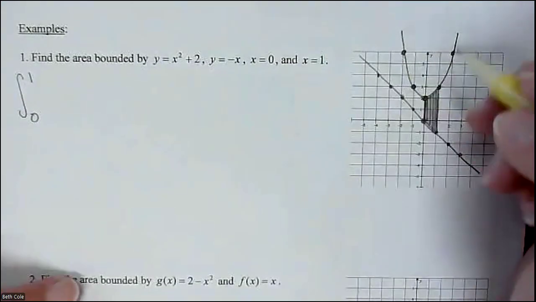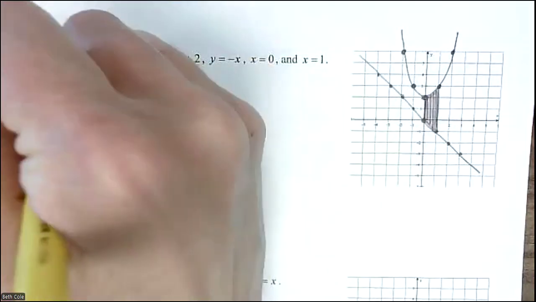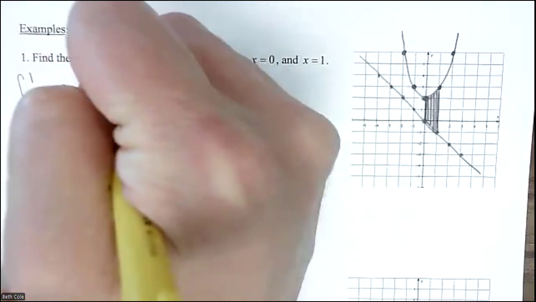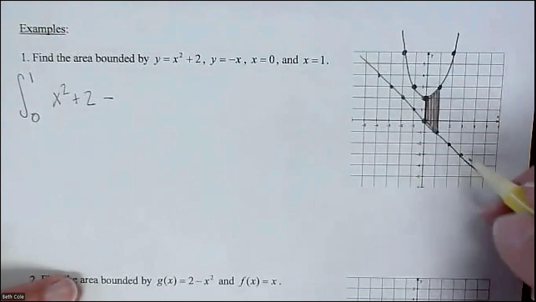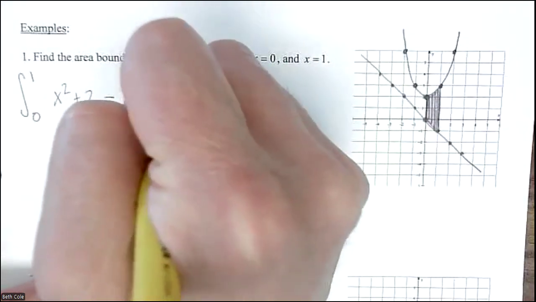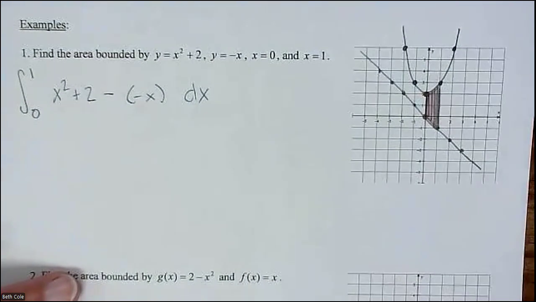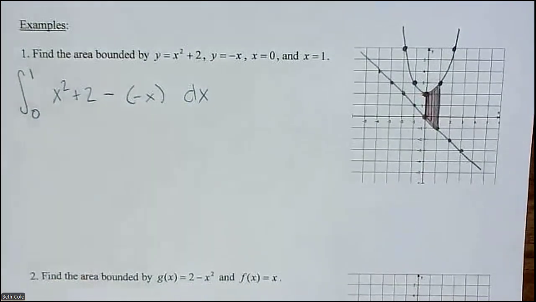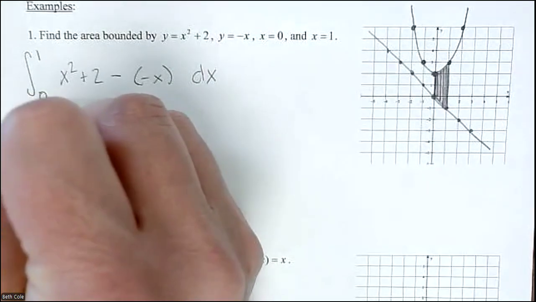So which one is the upper one? Yeah, the quadratic one, so x squared plus 2, minus the lower one, which is what? Yeah, negative x. And at the end, dx. Really important. Now you're going to do fundamental theorem of calculus. You're going to do an antiderivative for the upper boundary minus the lower boundary. So what's your antiderivative of x squared?